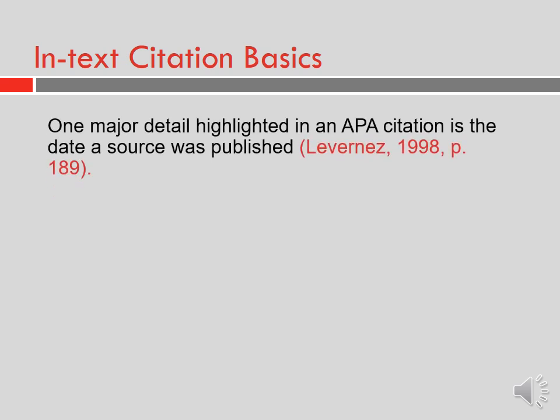In this first example sentence, the author is not mentioned in the sentence, so the author's last name, year, and page number are included in parentheses at the end. This is an example of parenthetical citation because all of the source information is in parentheses at the end of the sentence. Note that the period always goes after the parentheses.